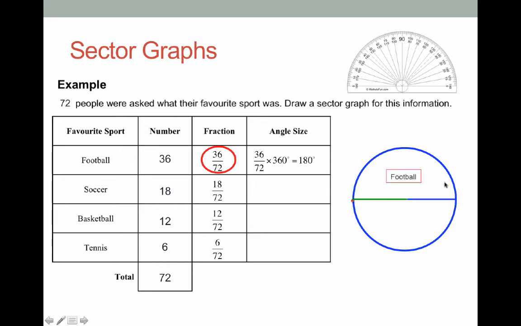This sector is for football. Now you can color that in if you like, but I'm just going to label it. It's easier for me in this video. And now what I'm going to do is show you soccer. So I've done football. It's 180 degrees. It's half my circle. I'm going to do soccer.